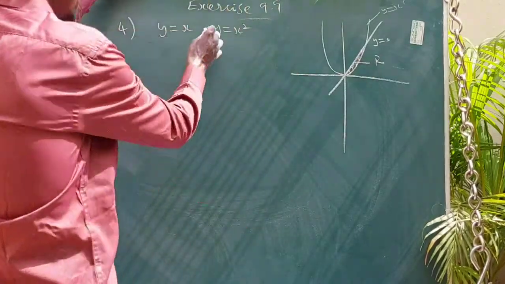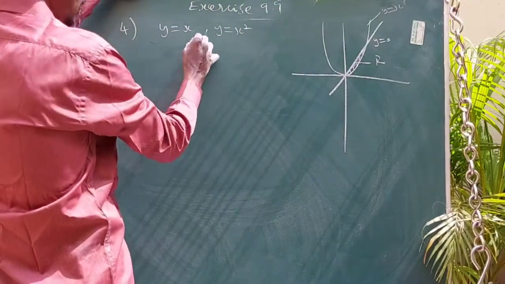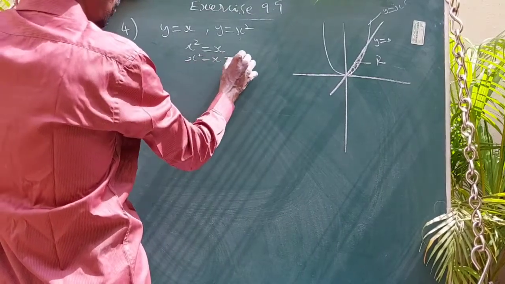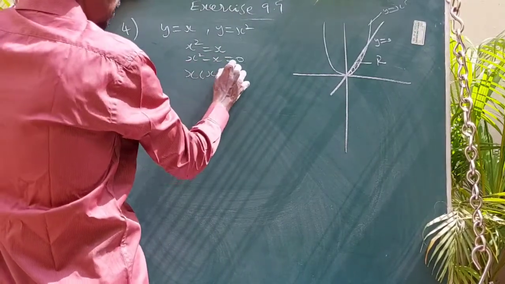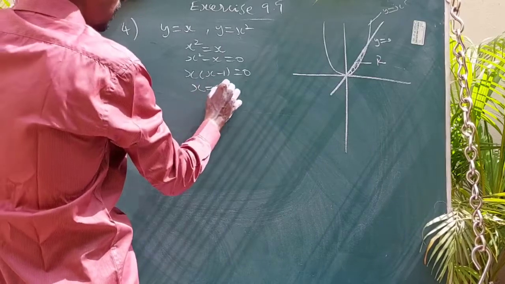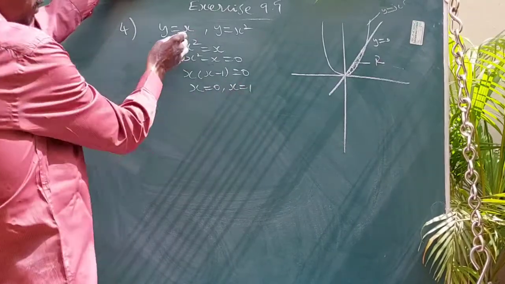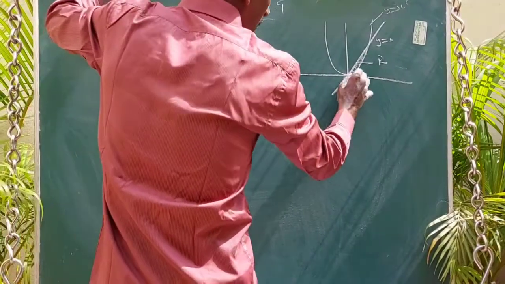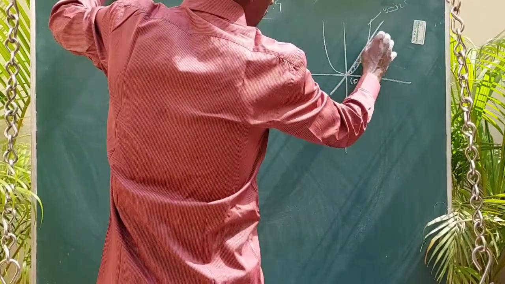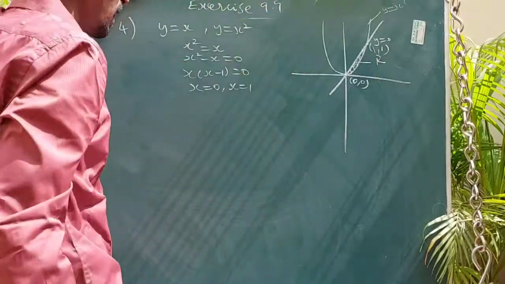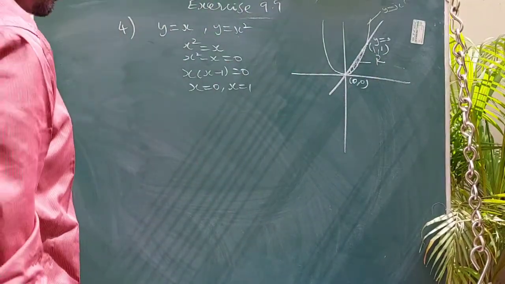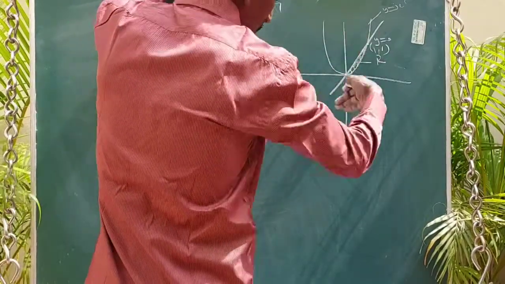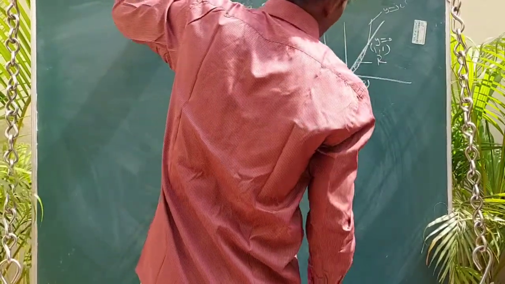For that we need the limits. If we equate x square equal to x, then x square minus x equal to 0, x into x minus 1 equal to 0, so x equal to 0 or x equal to 1. If you put x equal to 0, y equal to 0. If you put x equal to 1, y is also 1. This point is 0, 0 and this is 1, 1. Here we are going to revolve about the x axis. Just imagine, no need to draw the diagram.